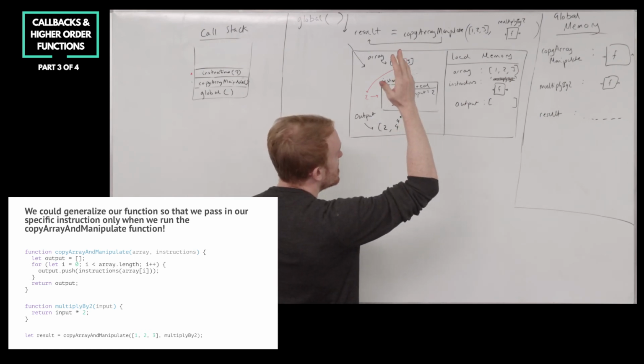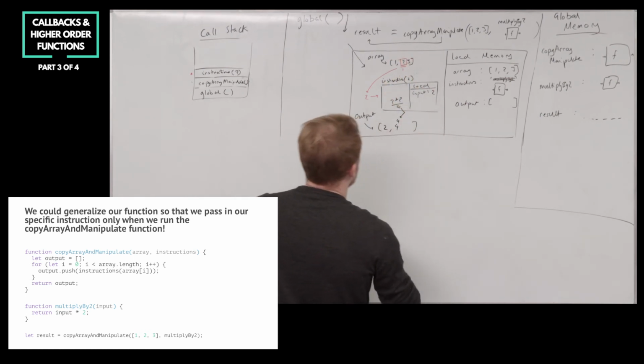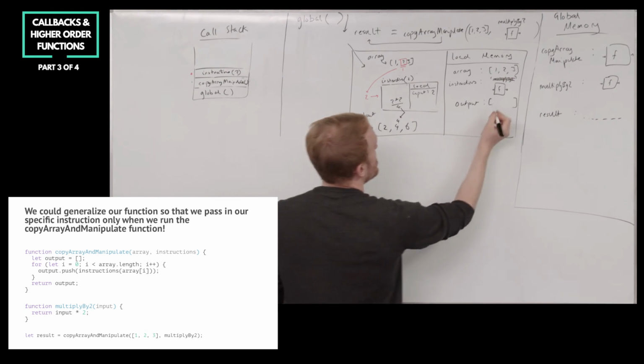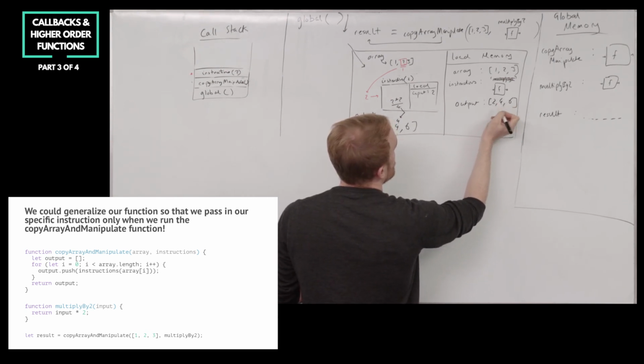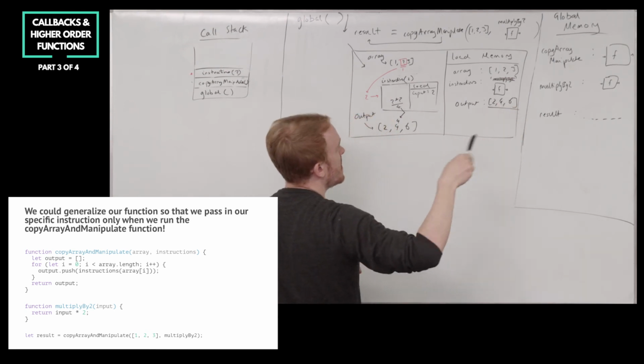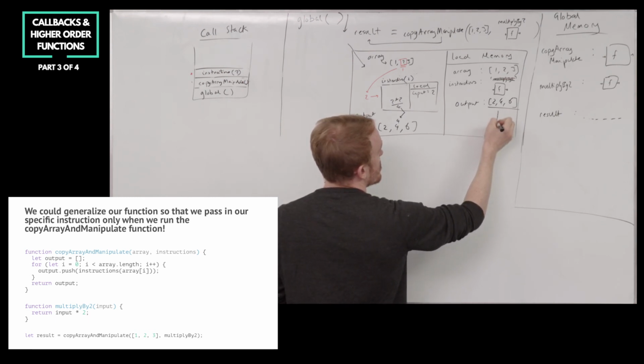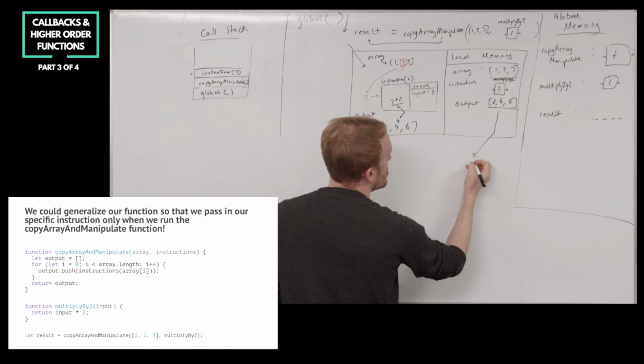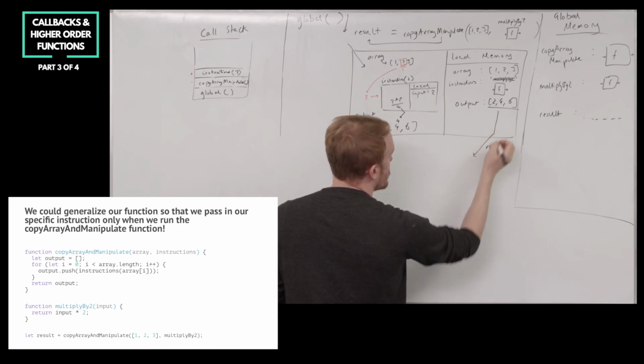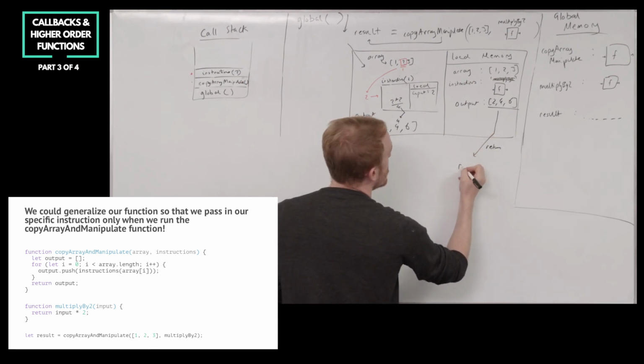But it's a for loop. No, I'm not going to do it again. There you go, 6. 2, 4, 6. And now we hit the final line of the function. What's the final line of the function say to do? Return output. Return the value of output, which is 2, 4, 6, into the global variable result.